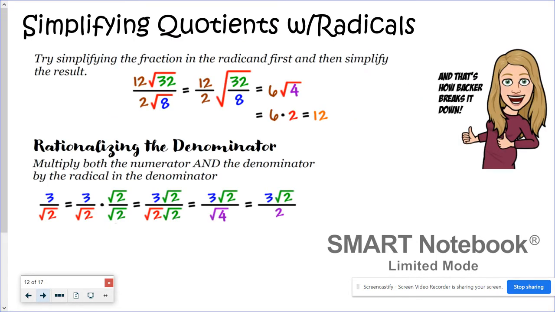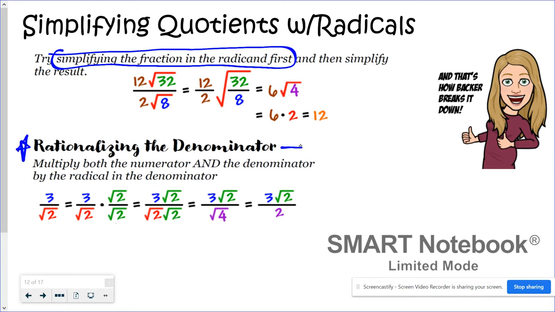And that's simplifying quotients. So definitely look for perfect squares right away. If you don't have perfect squares right away, try simplifying the fraction inside the radicand first. Maybe that will produce a perfect square, or at the very least, make your numbers smaller to work with. Just remember, no square roots are allowed in the denominator of your final answer. So if you need to rationalize the denominator, you should do that. That involves simply multiplying the top and the bottom by the square root on the bottom.